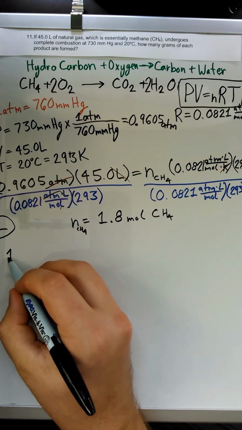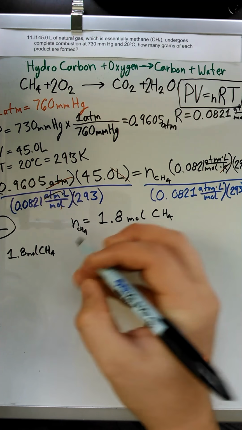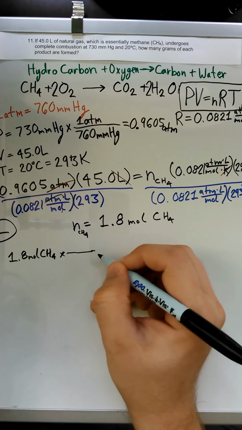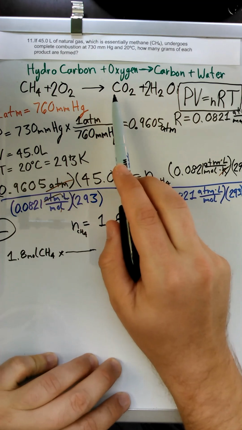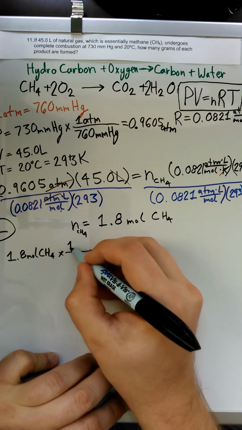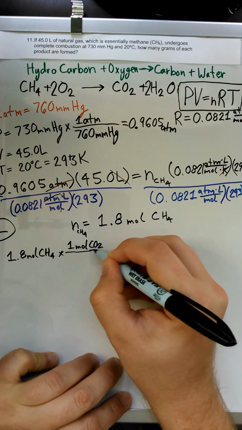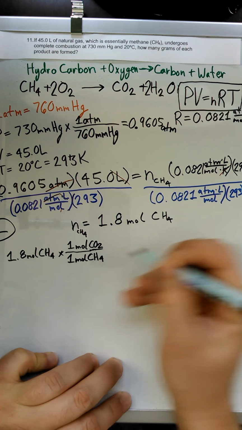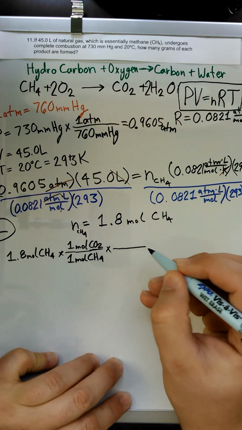So I'm going to take 1.8 moles of CH4 methane. I'm going to convert that to moles of carbon dioxide by multiplying by the mole ratio. And notice for every 1 mole of methane consumed, we're producing 1 mole of carbon dioxide. So the mole ratio is simply 1 over 1. It's a 1-to-1 mole ratio. 1 mole of carbon dioxide produced for every 1 mole of methane consumed. And then this will get us to moles of carbon dioxide.